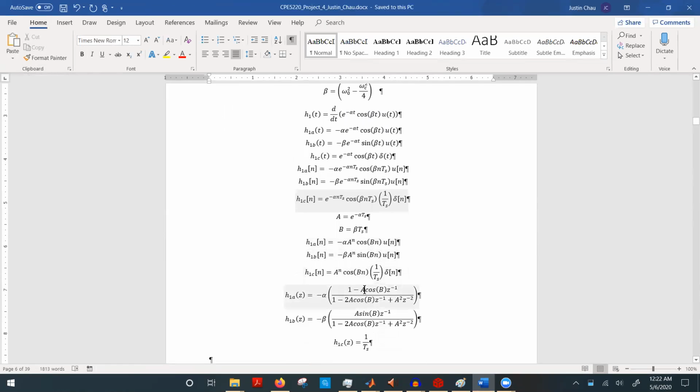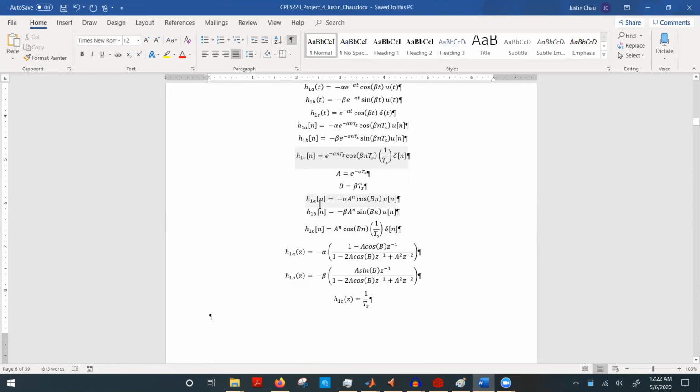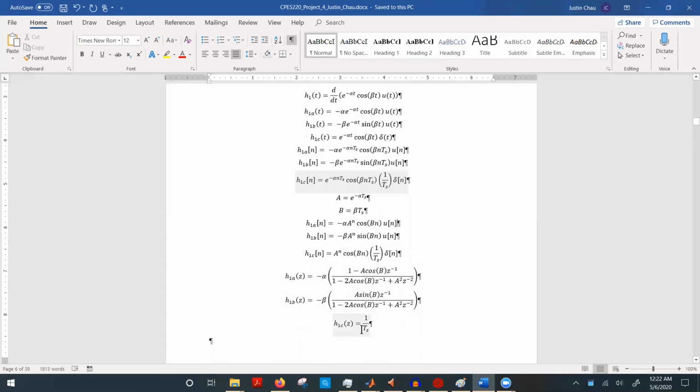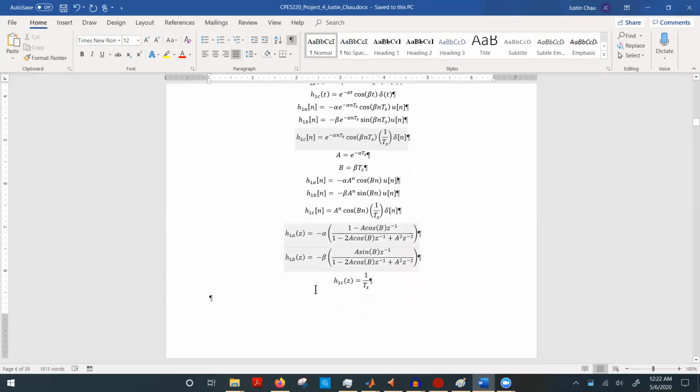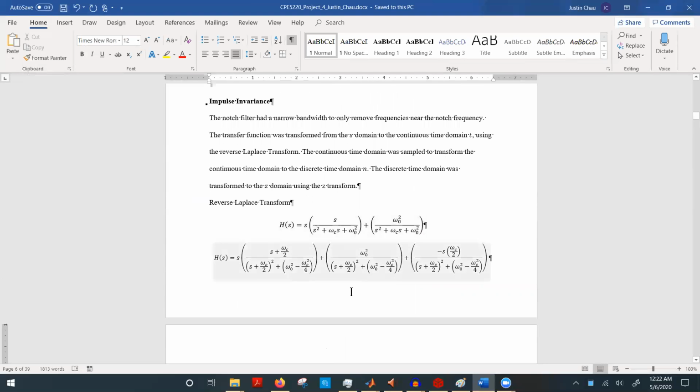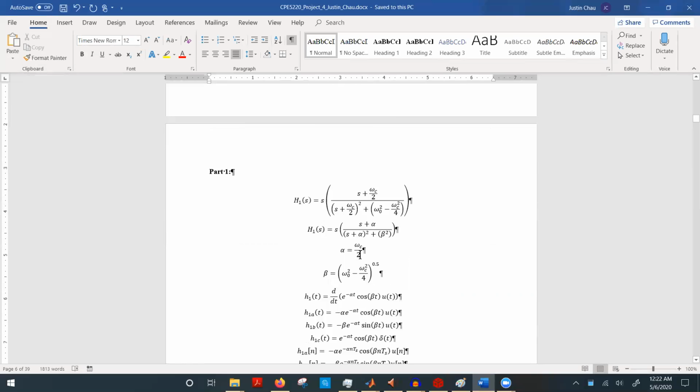So once they're in this form, it's easy to see the Z transform by using the table. And so then I can Z transform each of these separate equations, and each of these equations will then be added together at the very end. But for now, I'll just leave them in these separate forms because I have the next part to do. So the next part, if you remember, is going to be this part right here.